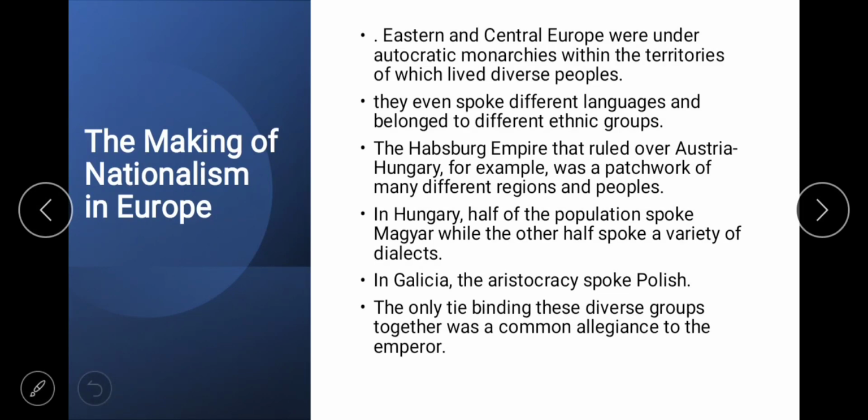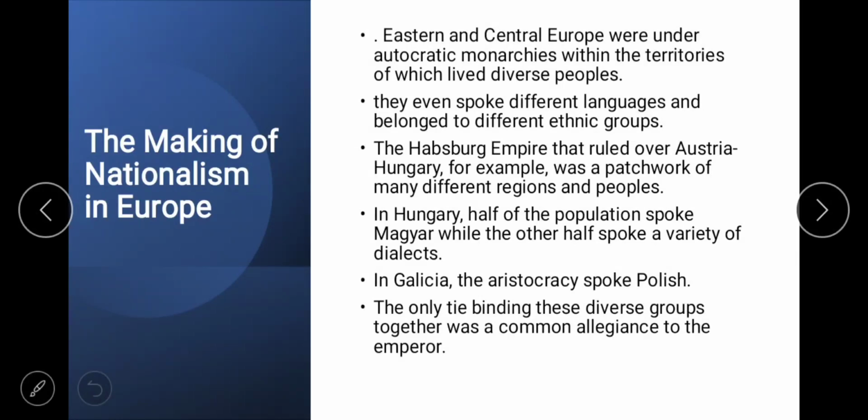So what happened when diverse people lived together? Nationalism, or a collective identity, the emotion of unity, could be inculcated in the minds of the people only when there is a collective identity among the people, right? Whereas in Eastern and Central Europe, the peoples were under autocratic monarchies, and there lived diverse people, and they never saw themselves as sharing a collective identity or common culture, because they often spoke different languages, and they all belonged to different ethnic groups.